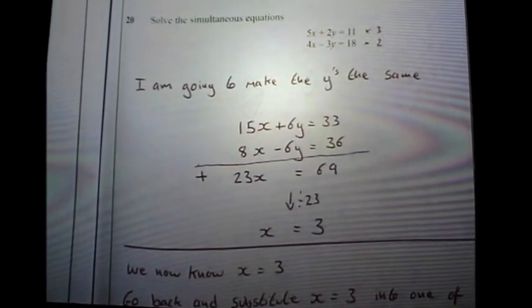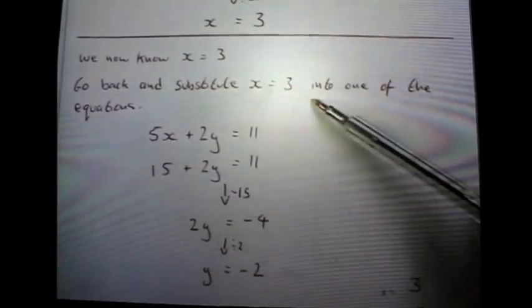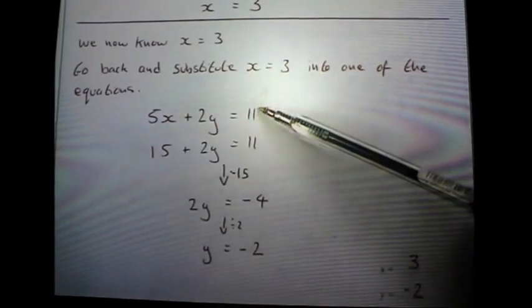So I put that down the bottom. So now we know that x is 3. We're going to go back and substitute x equals 3 into one of the equations. I've chosen the first one. So 5x add 2y is 11. That's what we had to start with.